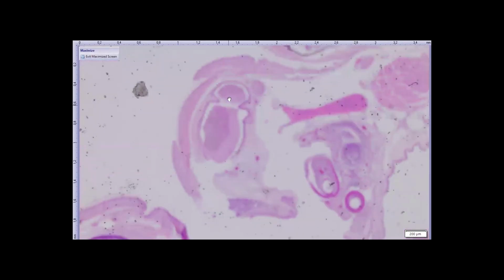This is actually the venom duct, and it's got a venom. What's the word for inflammation of a duct? Ductitis.